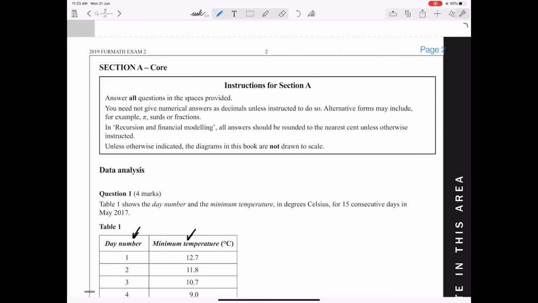Hi everyone, so today I'll be going through the data analysis section of the 2019 Further Maths Exam 2.